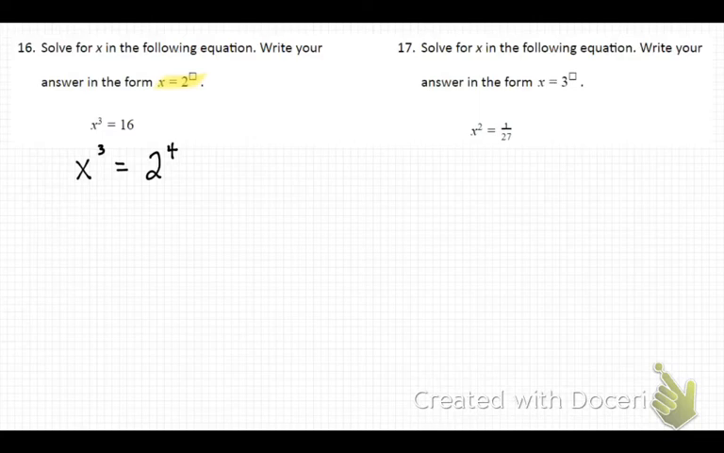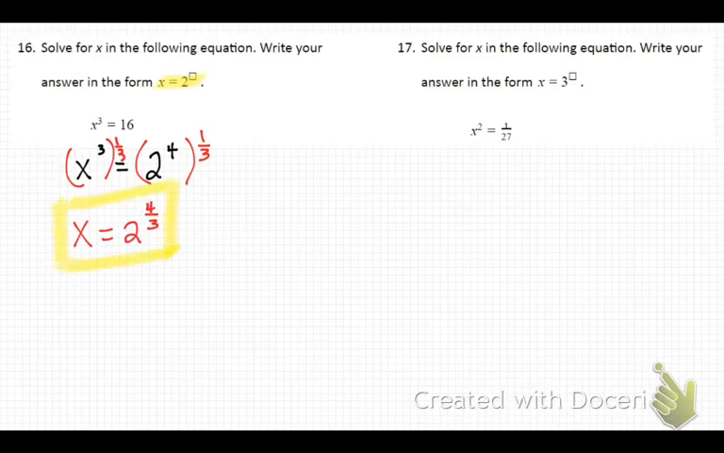Okay, what's my reciprocal power? 1/3. And what I do to one side, I have to do to the other. So I get x equals 2 to the 4/3. Perfect. Is that okay? Yes or no? Yep. We are like almost halfway done for the day now.